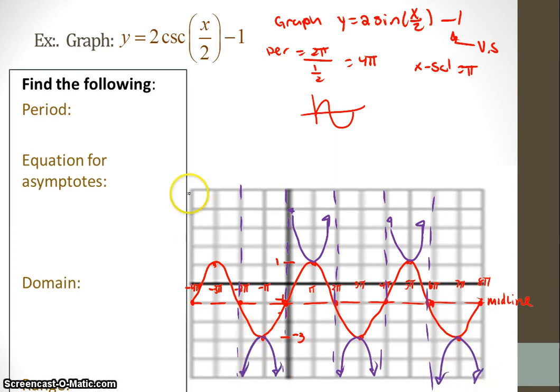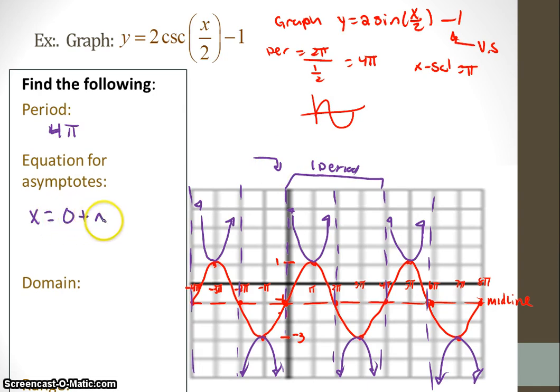And one period, again, contains the asymptotes, one upward and one downward U. So this is one period, including an asymptote and the U's. So the period was 4 pi, which we found. The equation for the asymptote is x equals, we look for the first non-negative asymptote, which is 0, plus n, the distance between the asymptotes. So the next asymptote is at 2 pi, which can also be written as n2 pi. You don't have to write the 0. So the first non-negative, which includes 0.